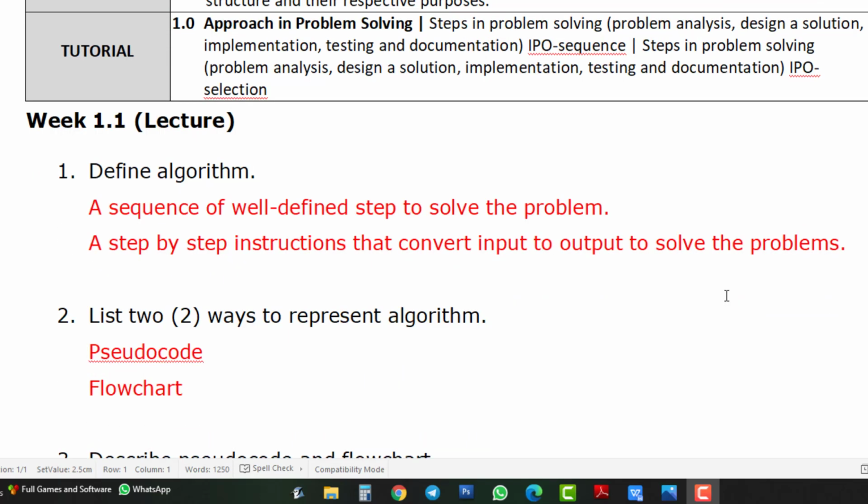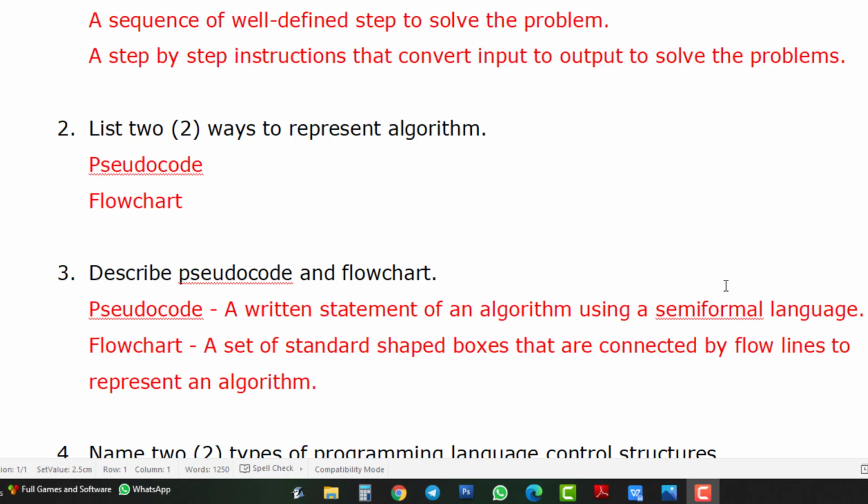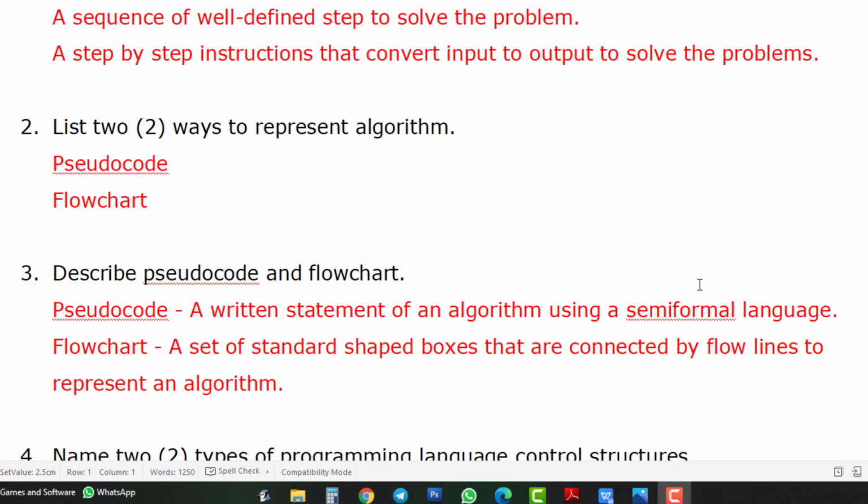Okay, now we'll look at question number 2. List 2 ways to represent an algorithm. There are only 2 ways, pseudocode and flowchart. This is for an algorithm, how to solve a problem. The 2 ways are pseudocode and the flowchart.